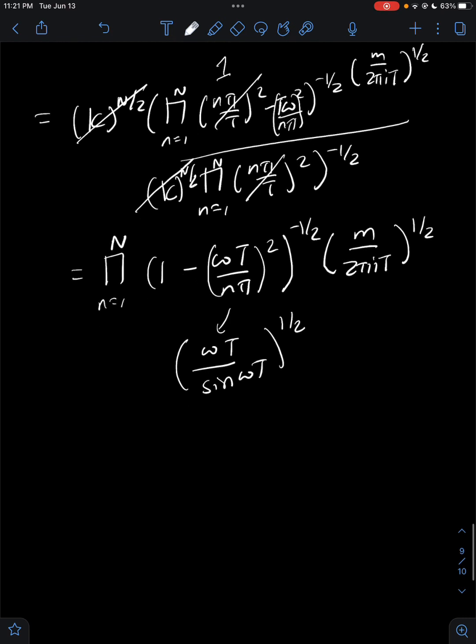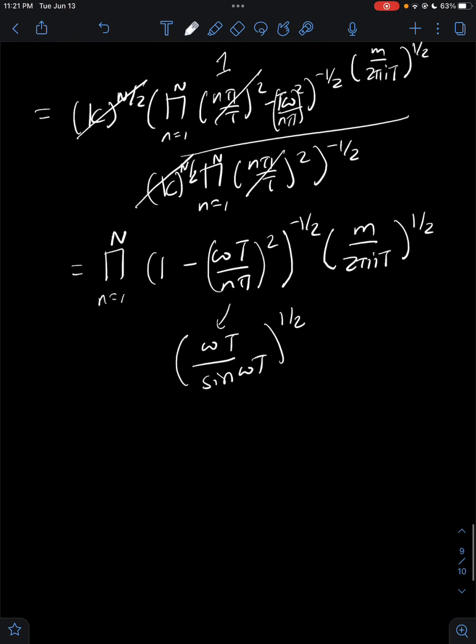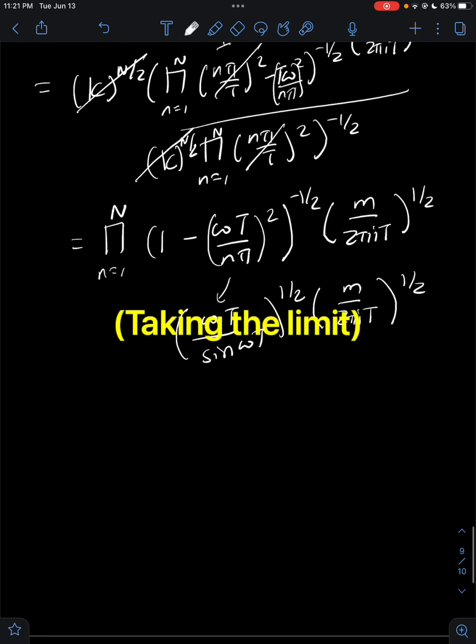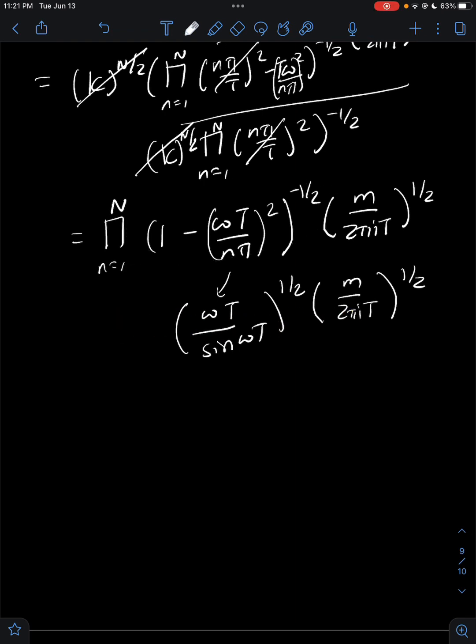I don't know how you get that, but it's kind of strange. And then we have times m over 2 pi i t to the 1/2. So that's just carrying out this product over here. Just by guessing, I would assume that you could get that by expanding out sine of omega t into a product series, so like a series but for products instead. Maybe there's some formula that relates sine of omega t to that sort of product expansion, and that'll come out to being this over here.